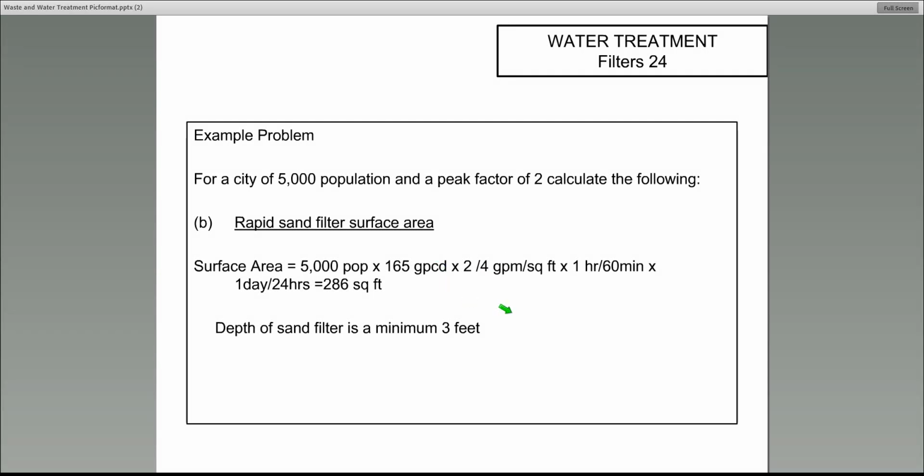The sand filter should have a depth of a minimum of 3 feet to prevent breakthrough of solids through the bottom.